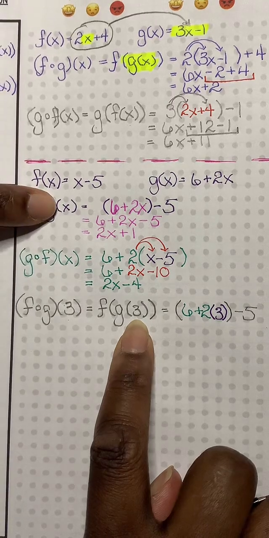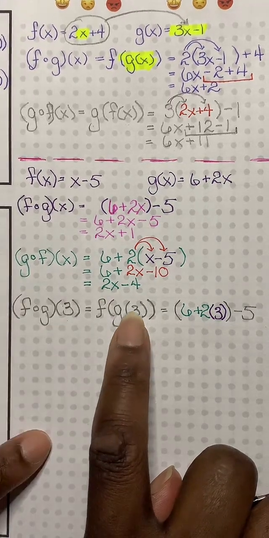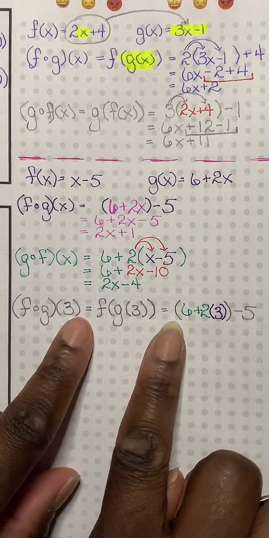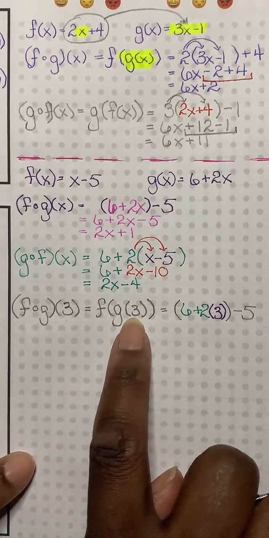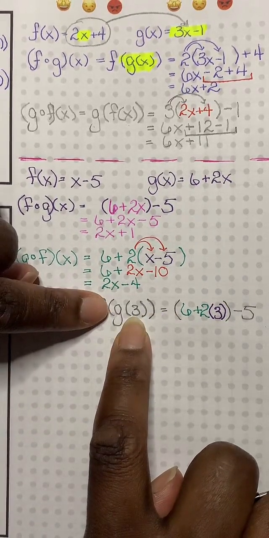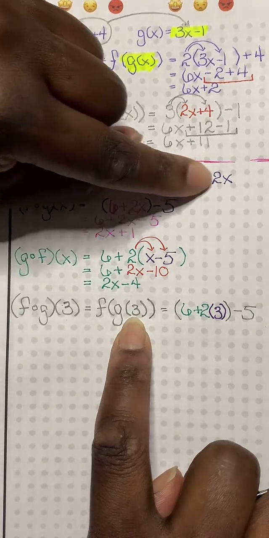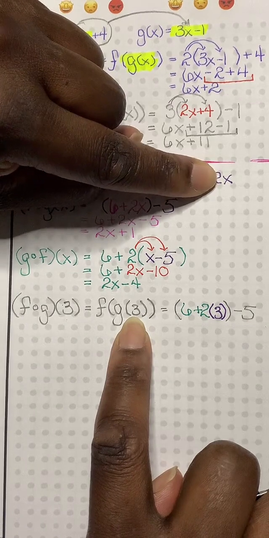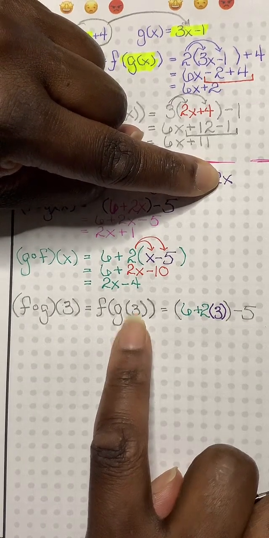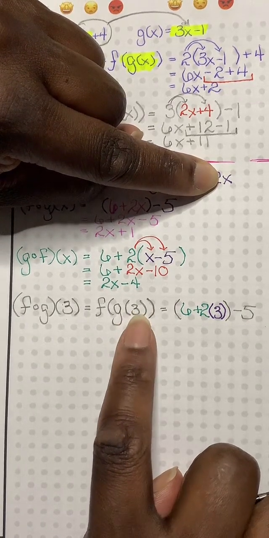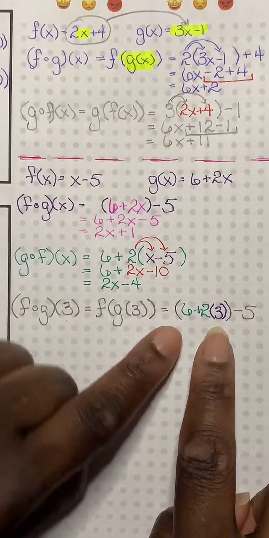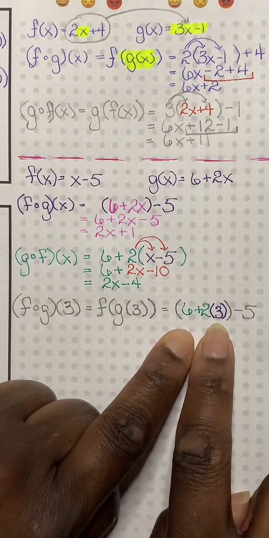So I have to take care from the inside out. So when I see an x in the g function, here's the g function. Where is there an x? There's an x right there. And instead of me writing an x, I'm going to write a 3. So that's where this came from.